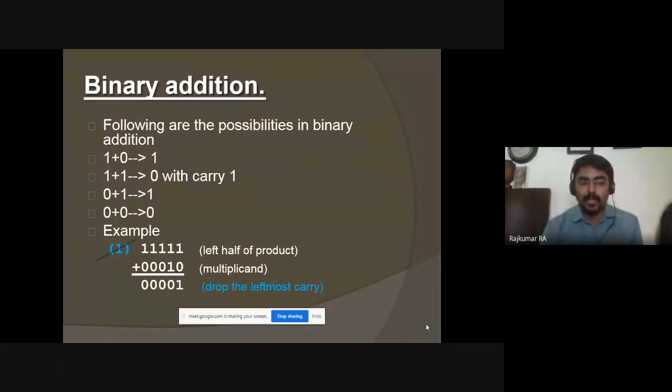See, for example, here 5 ones are there, then 3 zeros and 1 zero. If we add it, 1 will come, and 1 plus 1 is 10, so 0 and 1 will be the carry, and 1 plus 1 again 0 with 1 as the carry, 1 plus 1 is 10, that's 0 and 1 will be the carry, and then that 1 goes completely out. So we just drop the leftmost carry. That is what we have to do in this algorithm. This is not the common binary addition; this is only for the Booth algorithm.